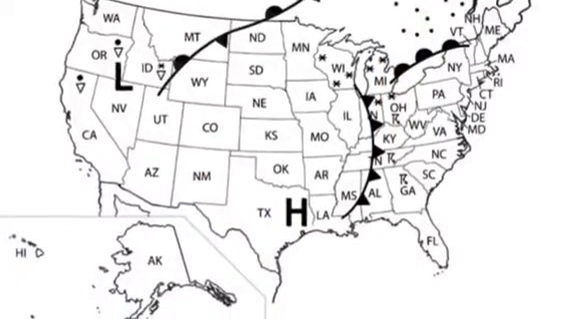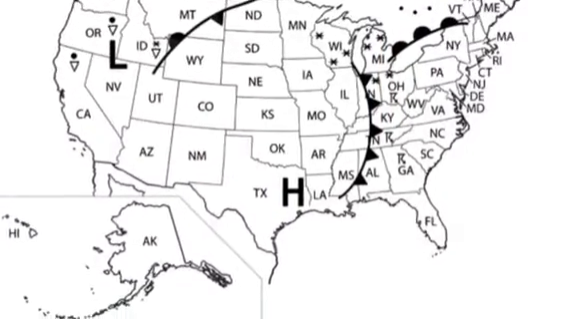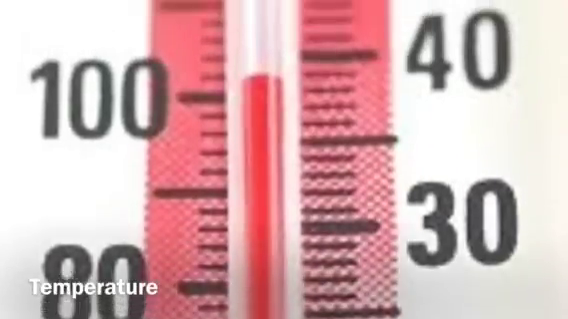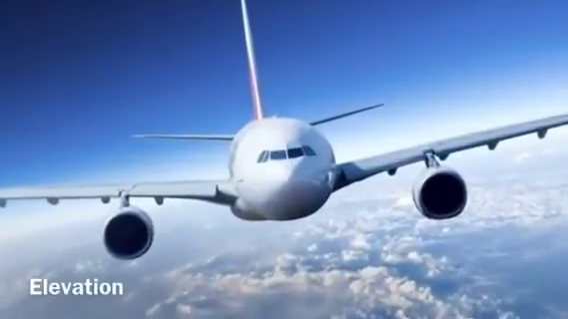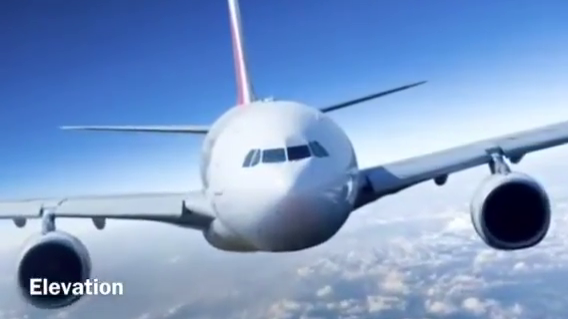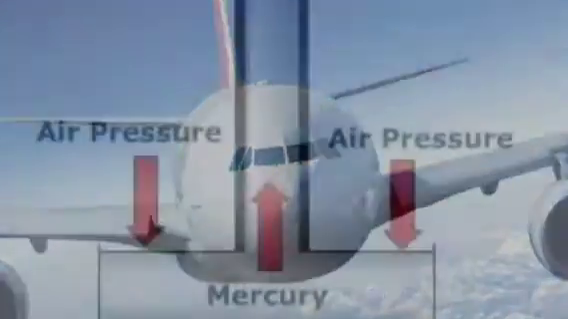So why does air pressure change? Well, air pressure is affected by three things. The first is temperature. High temperature has low pressure, low temperature has high pressure. Second is water vapor, because it has less mass than other gases. And the third is elevation.